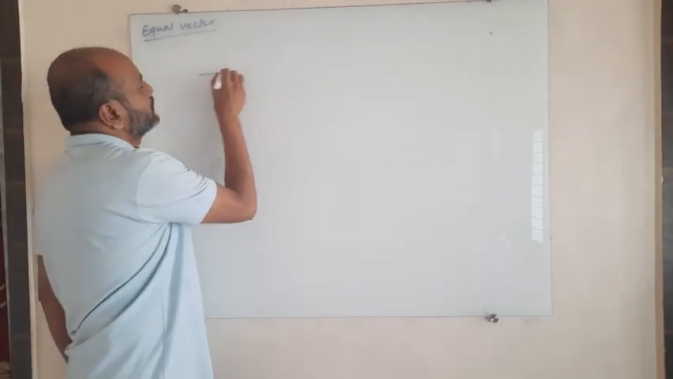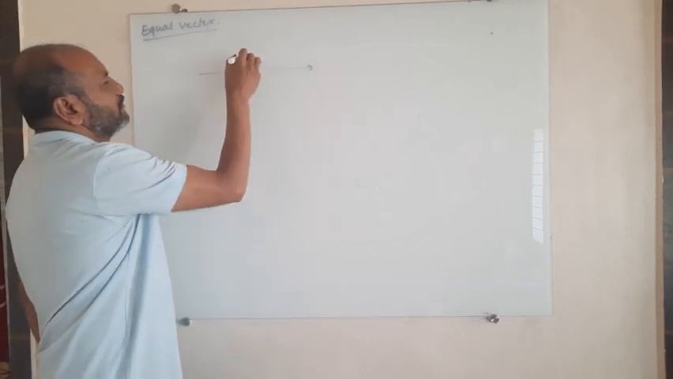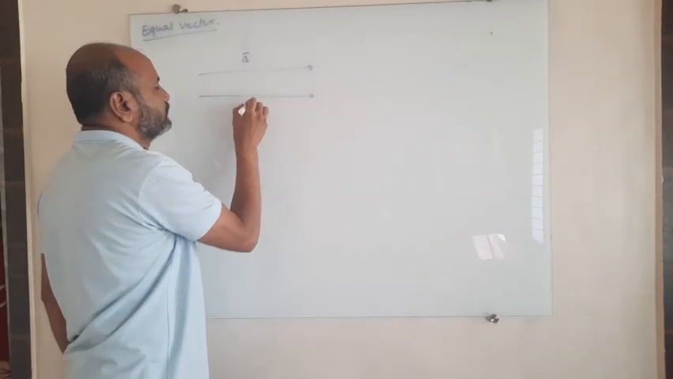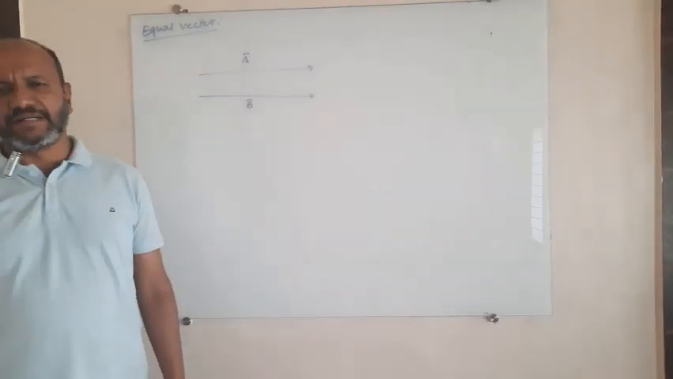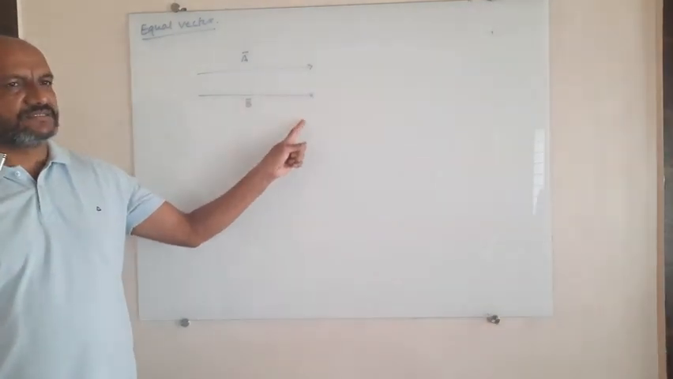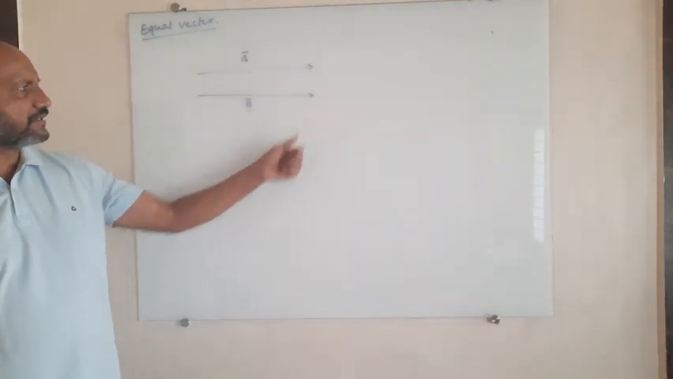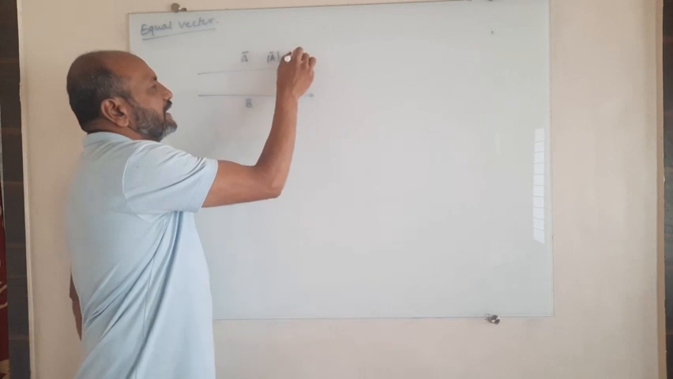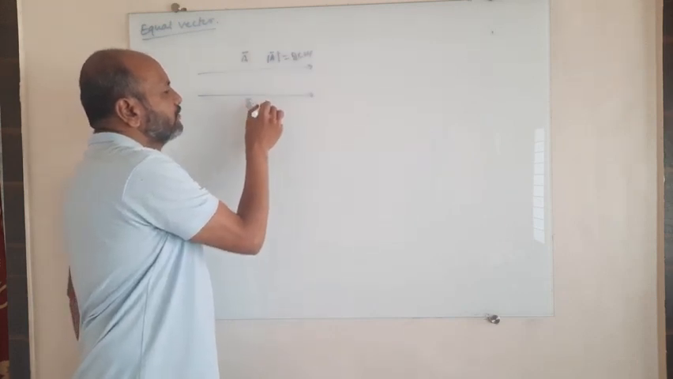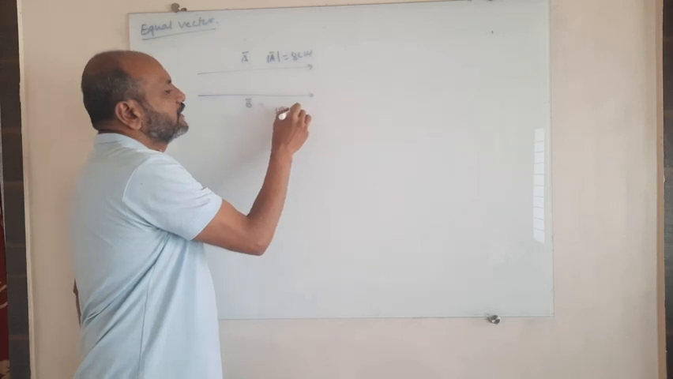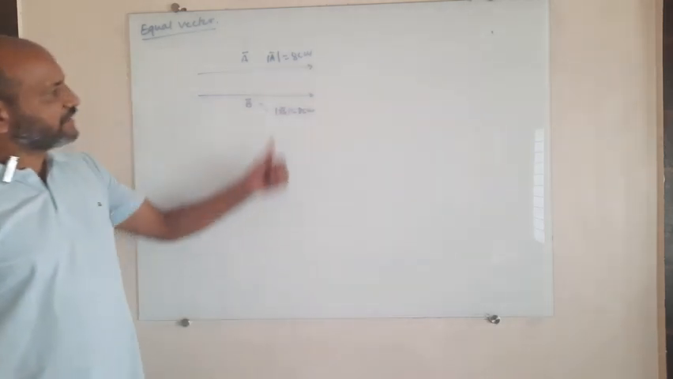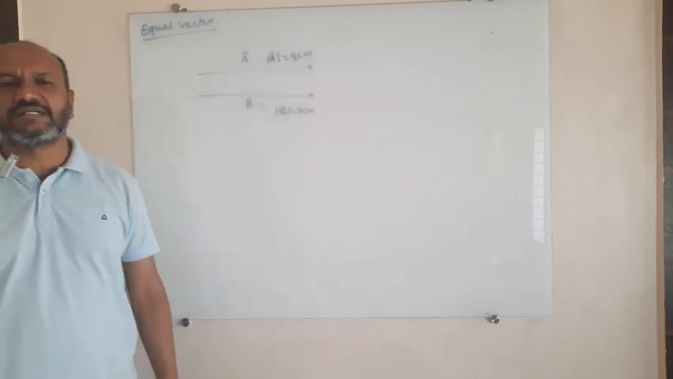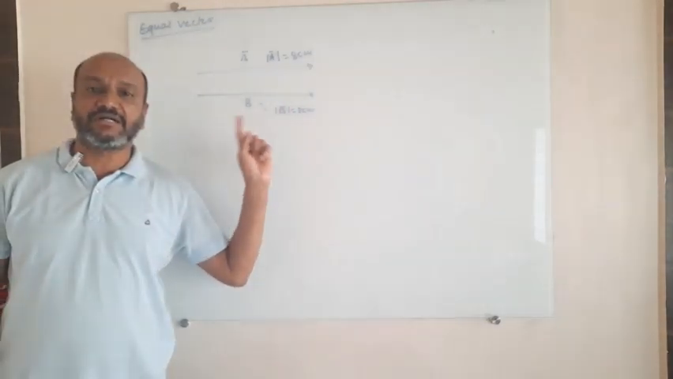Consider we have two vectors, suppose vector A bar and vector B bar. Vector A bar and B bar are displacement vectors having magnitude of A bar 8 centimeter, magnitude of B bar 8 centimeter, and the direction of A bar and B bar are the same, therefore they are called equal vectors.